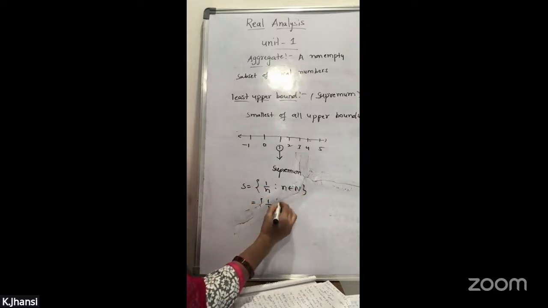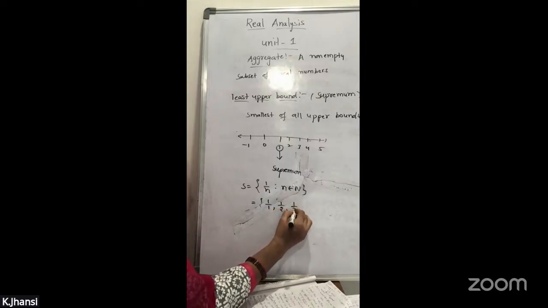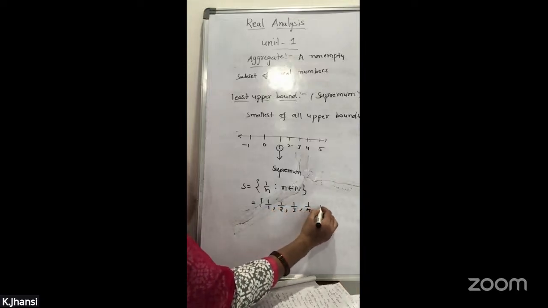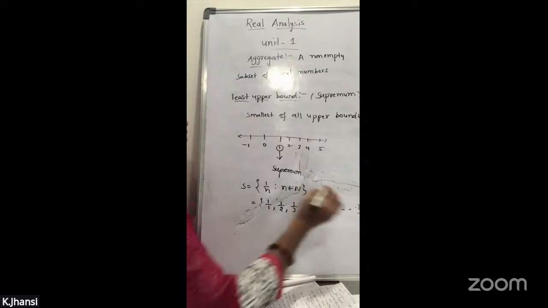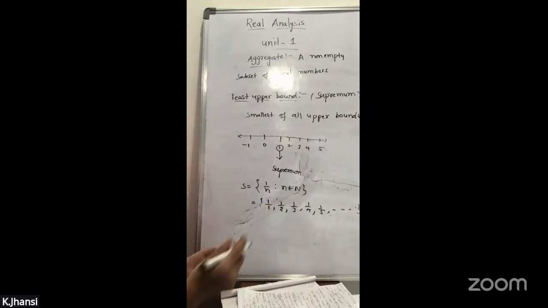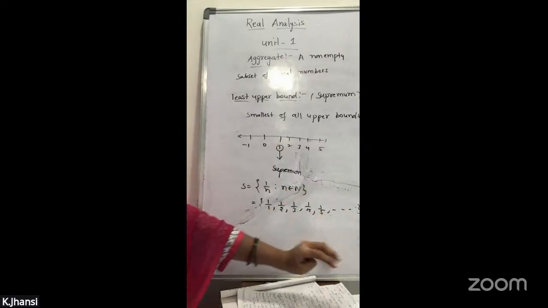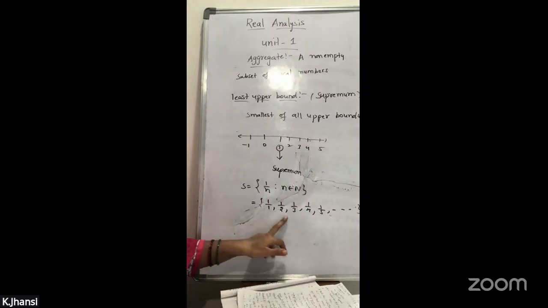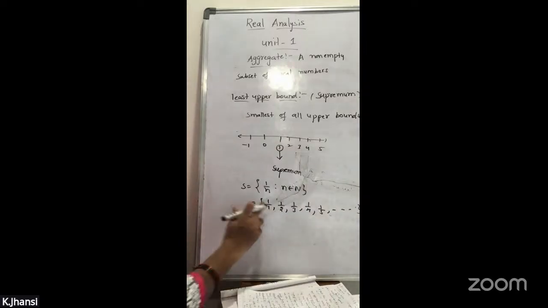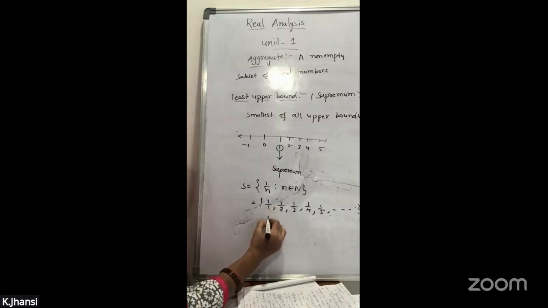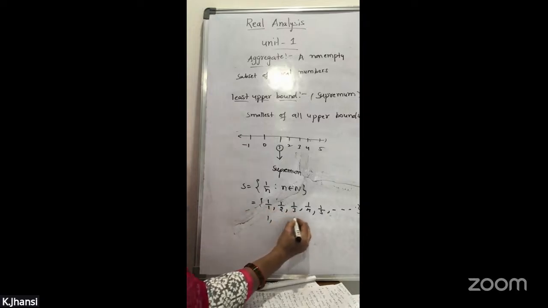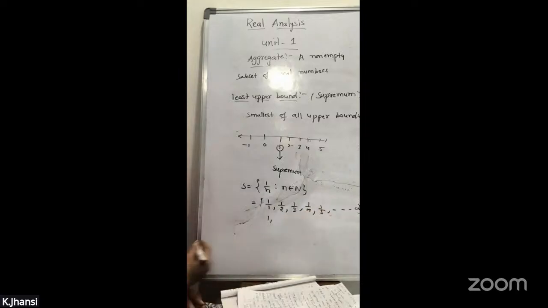So 1 by 1, 1 by 2, 1 by 3, 1 by 4, 1 by 5, and so on up to infinity. 1 by 1 means the value is 1. After that, 1 by 2 means 0.5, and 1 by 3 means 0.3, then 0.25, and so on. Whatever elements are there, it is starting from 1. If you go on like this, the last number you can think of as infinity.